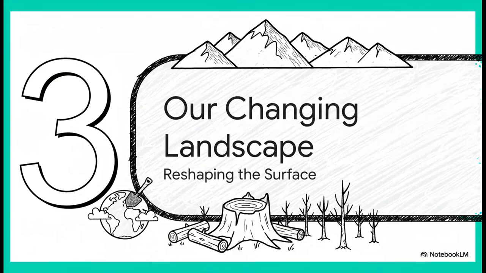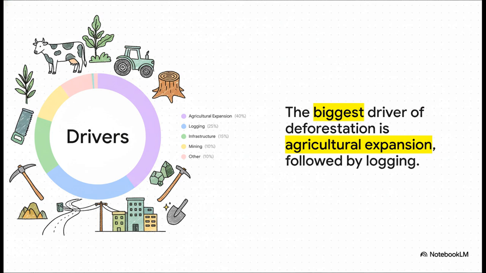Okay, so that brings us to Section 3. Our constant withdrawals aren't just using up resources under the ground, they're physically reshaping the surface of our planet. And one of the most visible and damaging changes is deforestation. So what's really behind all this forest clearing? This chart breaks it down perfectly.